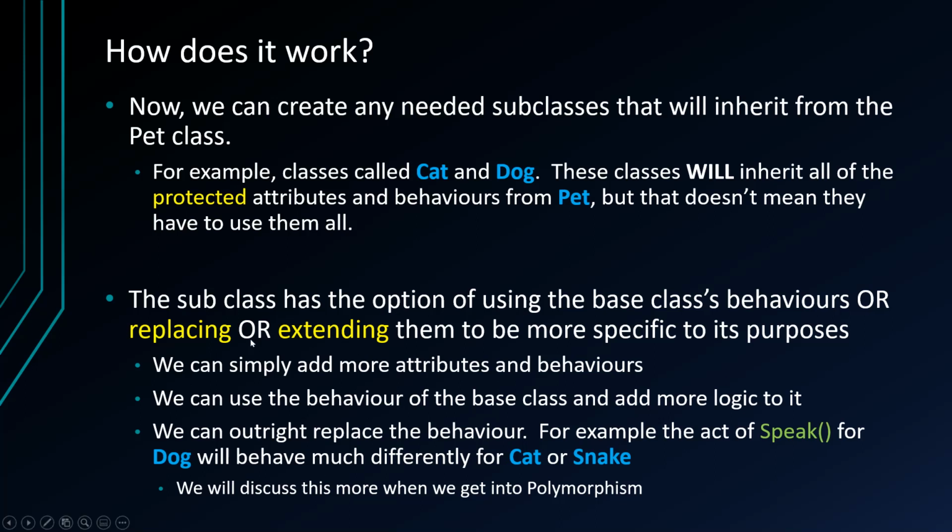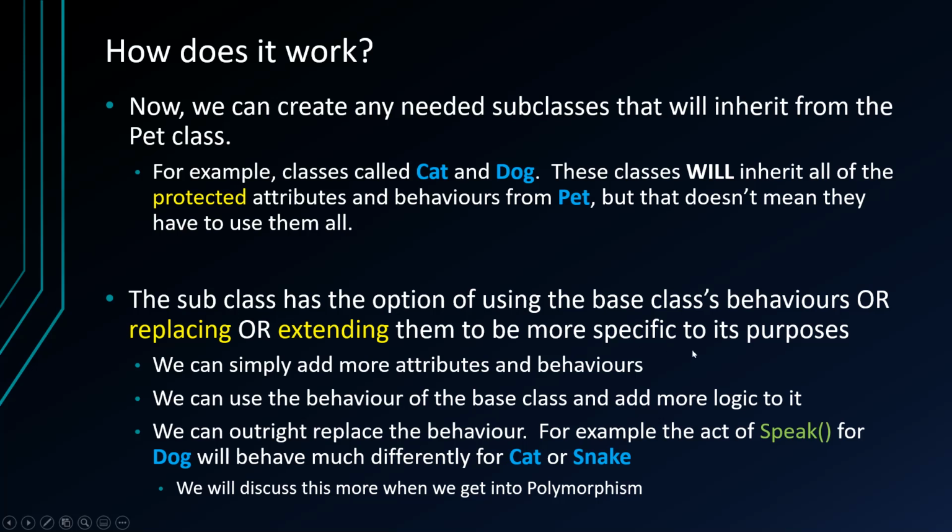So here's the other thing. The subclass has the option of using the base class's behaviors. So anything that's in the base class that's either public or protected, the child class can access. It can use. But it cannot use private things. Private things are still private to that class, whatever class they're made in. Right? So if I make a private method inside of pet, cat and dog don't even know those private methods exist. Okay? So how do we actually use the base class's behaviors? Well, we can actually full-on replace them, which we'll get into later, or we can extend them to be more specific to our own purposes.